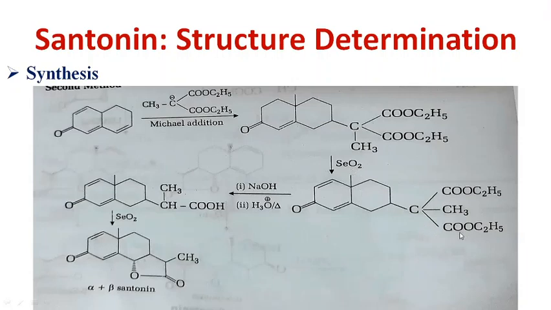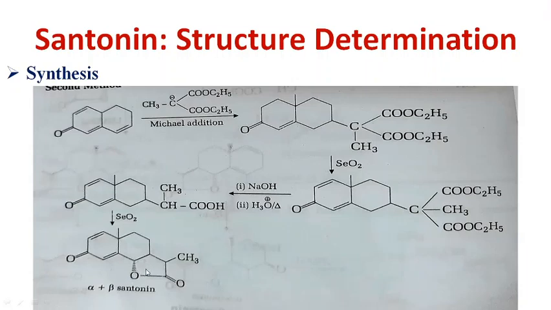forms this type of compound, resulting in the formation of a double bond here, and the reaction with sodium hydroxide, hydrolysis and heating, it yields this type of compound. As you can see, hydrolysis converts it into carboxylic acid, and finally acidic hydrolysis and heating leads to decarboxylation, resulting in the formation of this type of compound. Finally, on selenium oxide, it forms alpha and beta santonin.